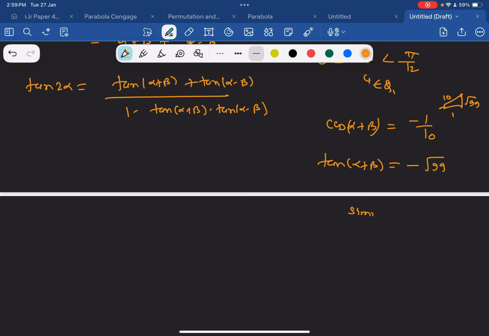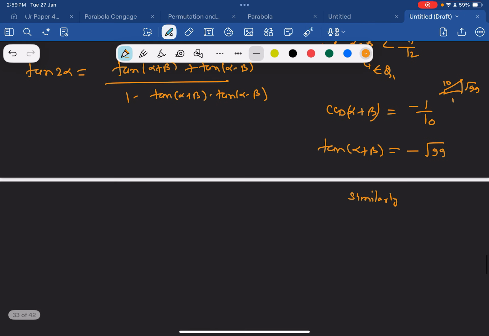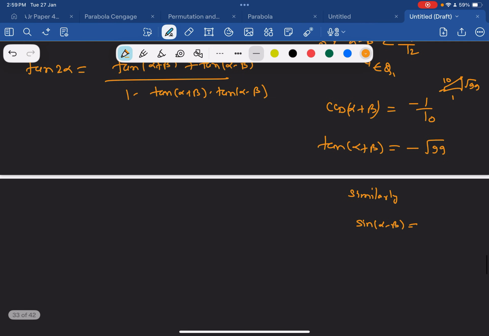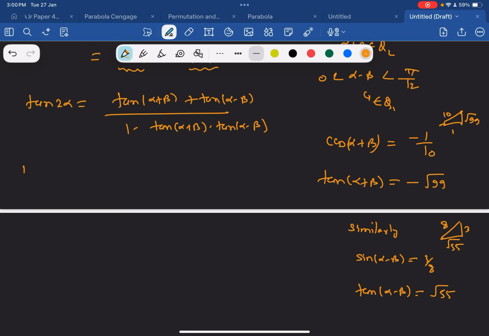Similarly, we can say that sin(alpha minus beta) will be equal to 3 by 8. So what is the value of tan(alpha minus beta) we are going to get now? Again it's the first quadrant, so 3 will be here, 8 will be here, so 64 minus 9, 55, so this will be root 55.